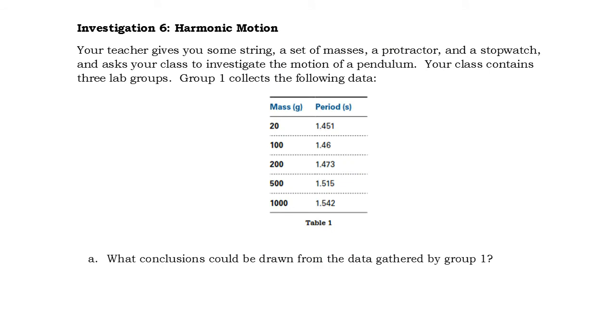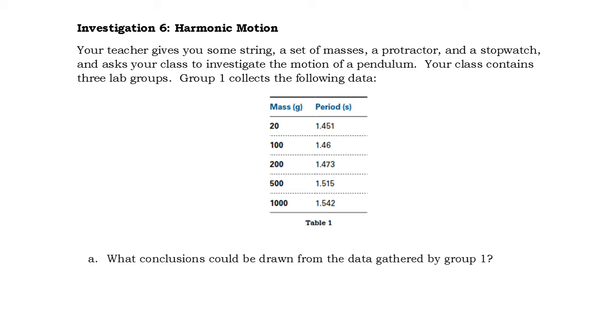In this investigation, your teacher gives you some string, a set of masses, a protractor, a stopwatch, and asks the class to investigate the motion of a pendulum. Your class contains 3 lab groups, and lab group number 1 collects the following data. They measure how the mass affects the period. What conclusions could be drawn from the data gathered by group number 1?